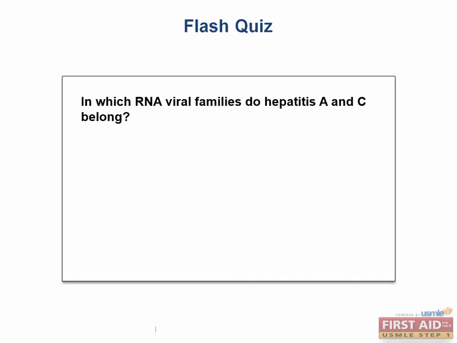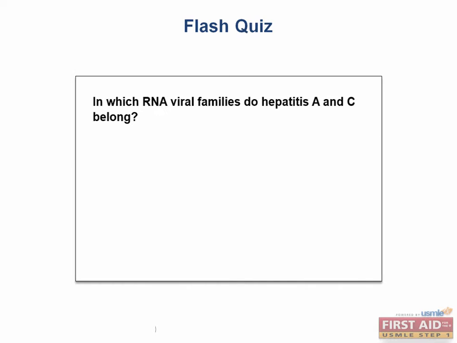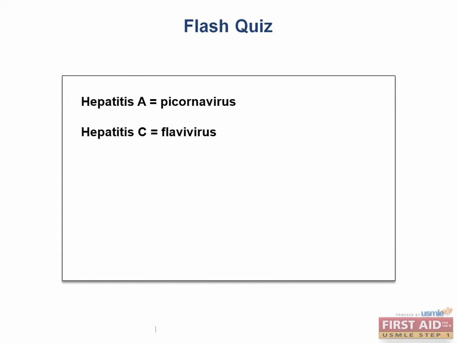And now time for a flash quiz. In which RNA viral families do hepatitis A and C belong? Hepatitis A is part of the picornavirus family, while hepatitis C is part of the flavivirus family.